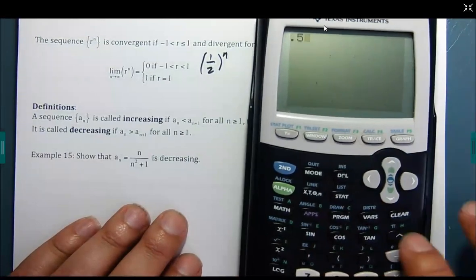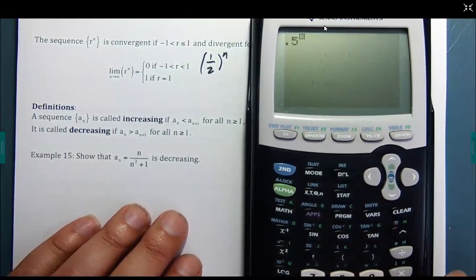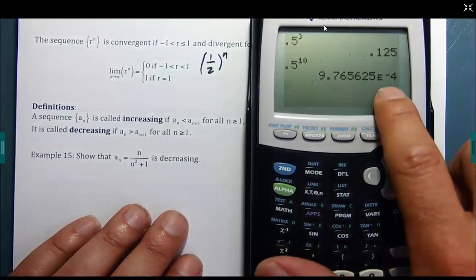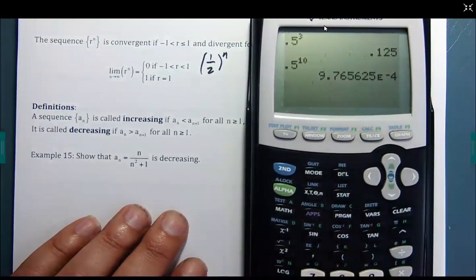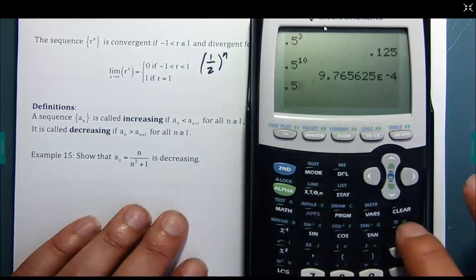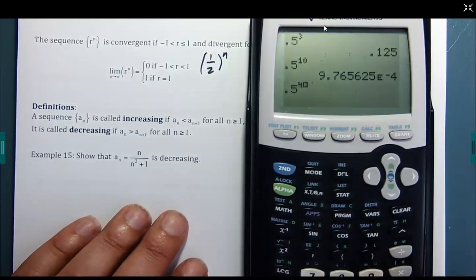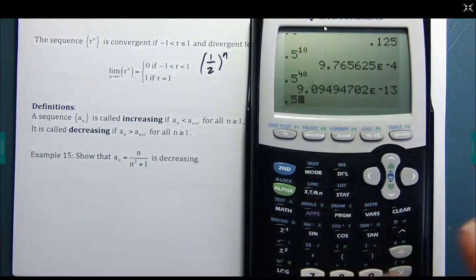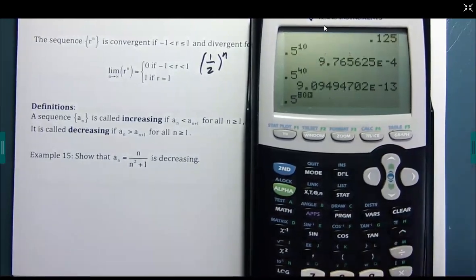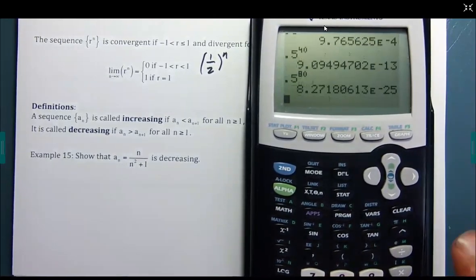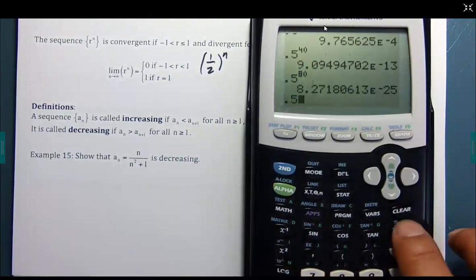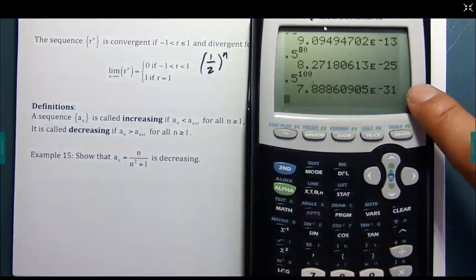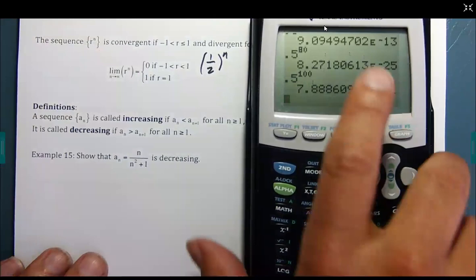I'm going to take 0.5 raised to the third power, 0.5 raised to the 10th power. You can see how small that's getting. That's 0.000976 and so on. So if I take 0.5 raised to the 40th power, you can see how small that's getting. So if we do 0.5 raised to the, let's say, 80th power, that's getting smaller and smaller. And you can see it's just going to get closer and closer and closer to 0. So that's where those limits go to 0.